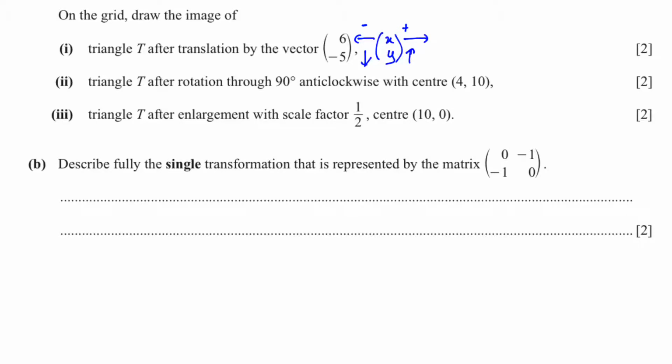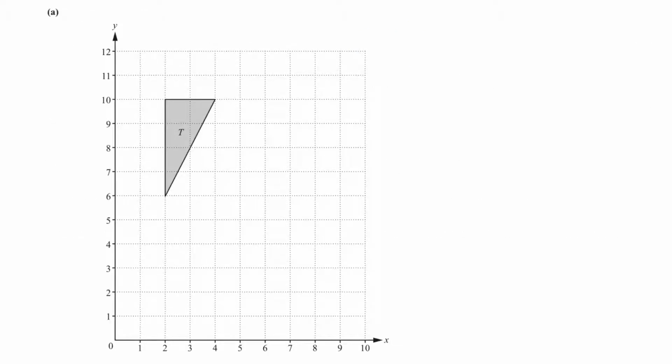So we have (6, -5). Choose a point. I'm choosing this one. Move it 6 to the right. 1, 2, 3, 4, 5, 6. And then move 5 downwards. 1, 2, 3, 4, 5. So this is this point. Now looking at this point, there are two squares here. So just draw your triangle and 4 down. So this is your answer.